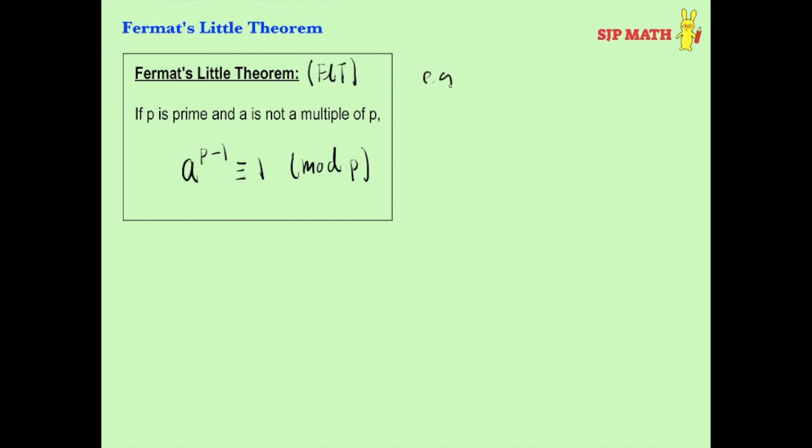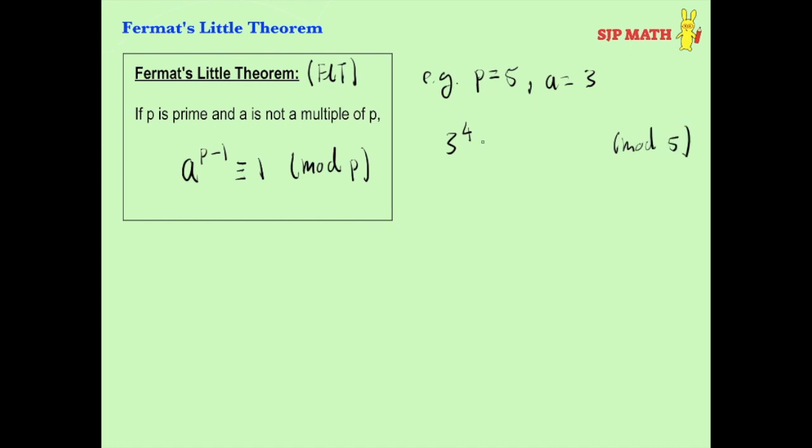So for example, p can be any prime, let's say 5, and a can be any number that is not a multiple of 5, which can be 3. And so let's follow this formula. So 3 to the power p minus 1, which is 3 to the power 4, modulo 5. So let's see what this is congruent to, mod 5.